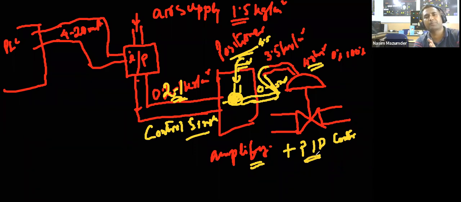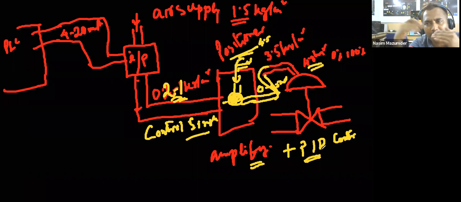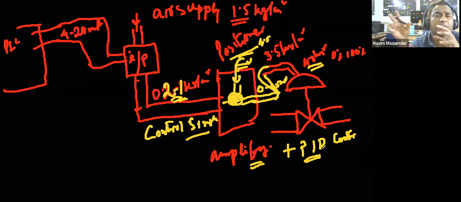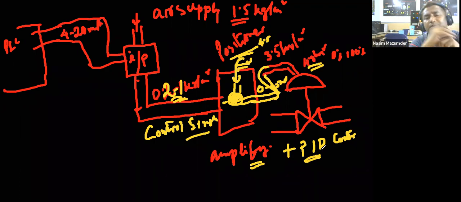We use two types of PID. One is your pneumatic PID, which is in the field with the instrument. You are using some bellows, there will be 2 or 3 bellows, and there will be a crank and shaft and all. By adjustment of these things, we can set this PID.